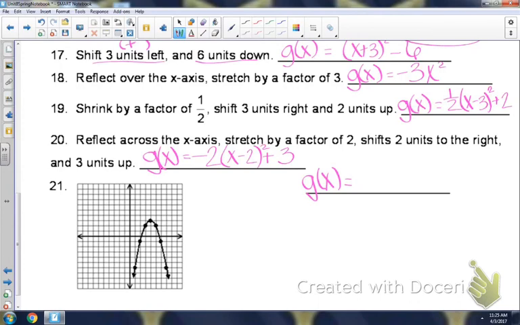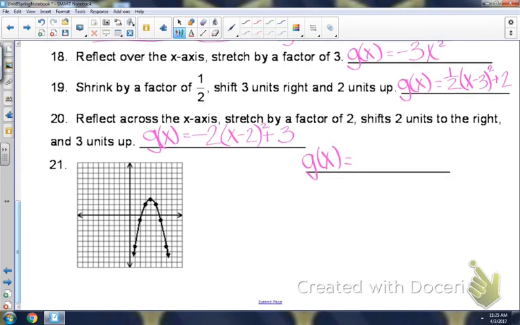Okay, last one. We're not given the transformations. We're just given a graph. So you need to write down your transformations, and that will help you find your function. So notice it's opening down, so that's going to be a reflection. And then find what's happening to your vertex. So from the origin, you're going right 1, 2, 3, 4, and up 3.